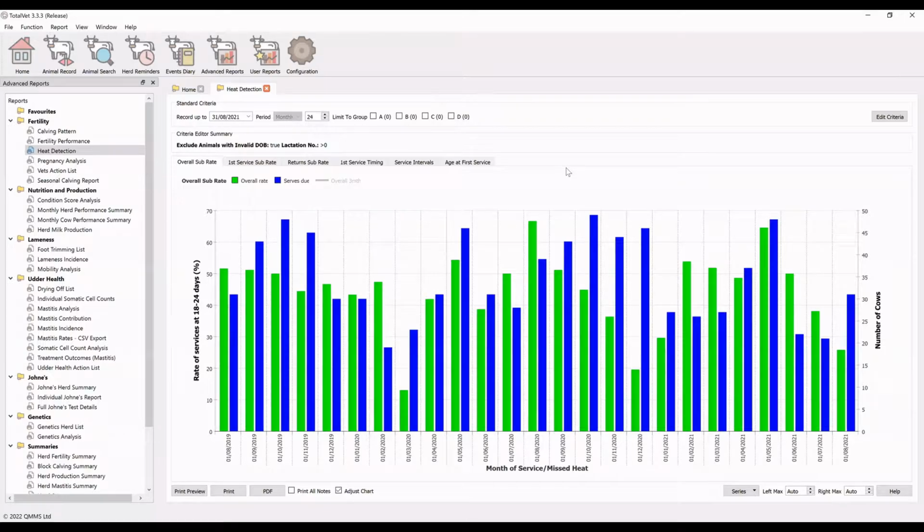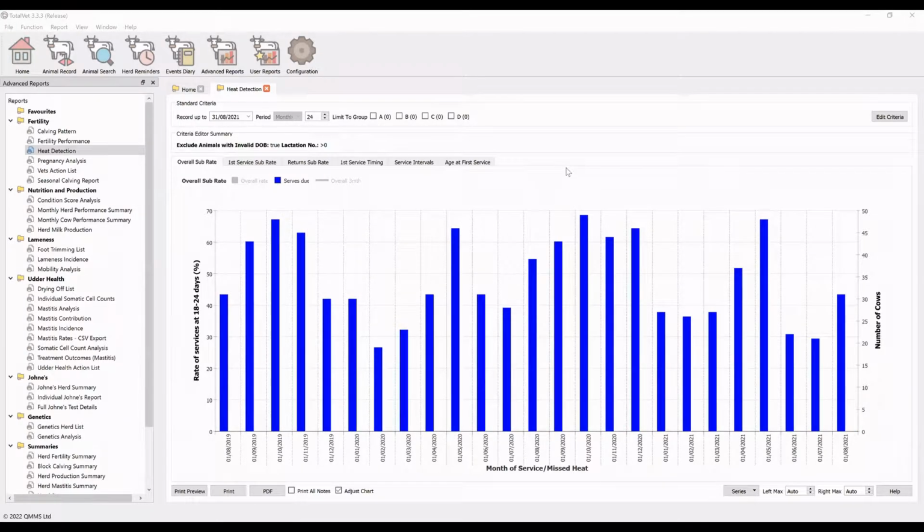We can see from this chart that there is quite a lot of variation in the number of cows that are eligible for service from month to month. So that could be due to changes in the calving pattern, or it could be due to changes in heat detections and service submission rates.